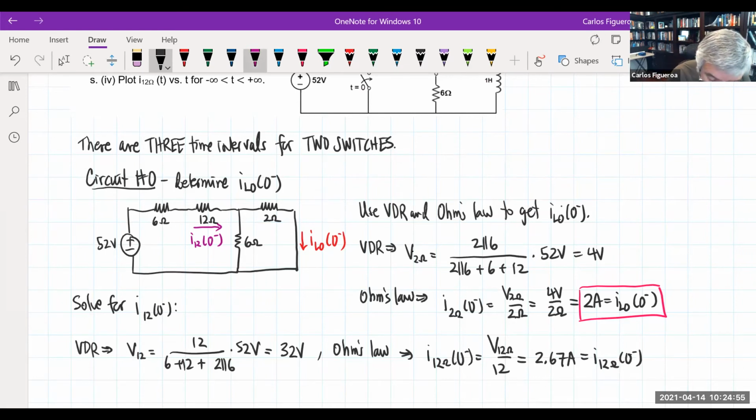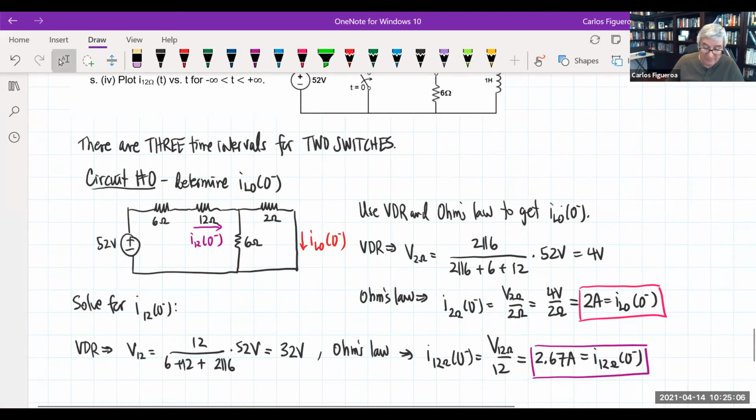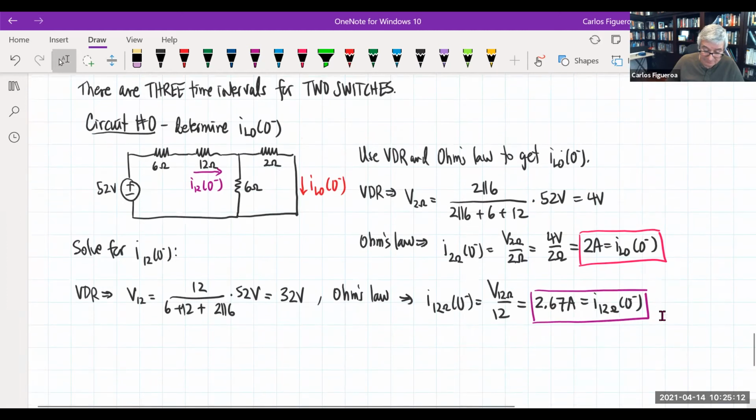And now I have that current. So I'm going to do this in a different color. So this is what I'm going to look for when I go to solve the circuit problem. So now I got this. So now what happens? The switch is thrown. So if the switch is thrown, I have a new circuit.